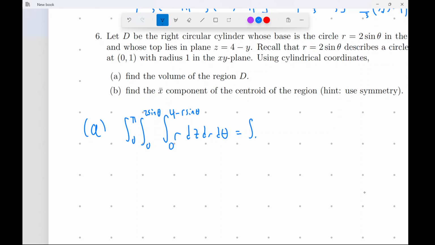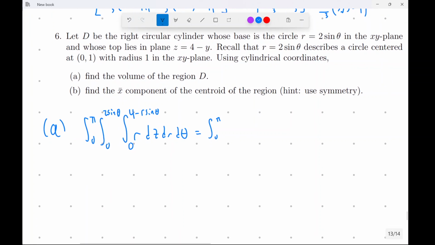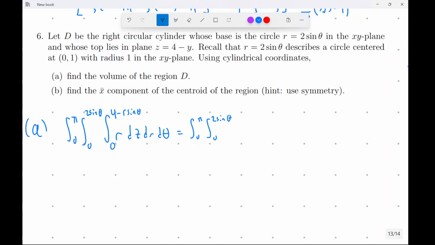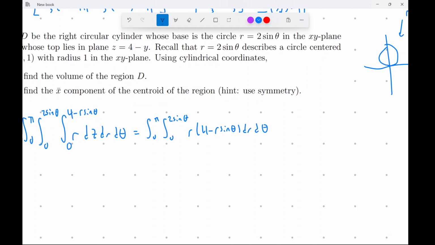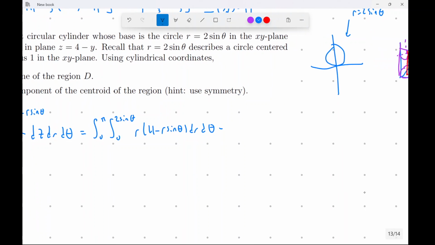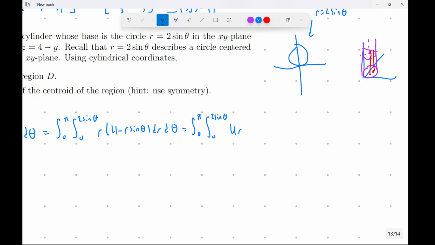Okay, so let's do this integral. Integral from 0 to pi, 0 to 2 sine theta, and then r times 4 minus r sine theta, dr d theta. Right, now we do the r integral. I'm going to distribute this r. So this is integral from 0 to pi, integral from 0 to 2 sine theta of 4r minus r squared sine theta dr d theta.